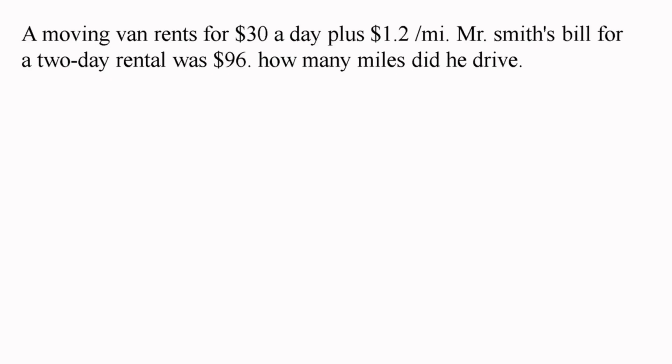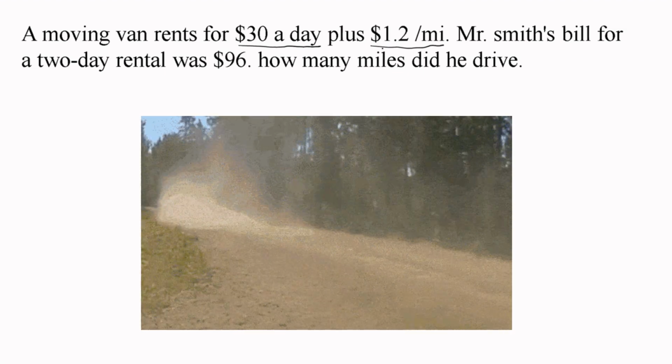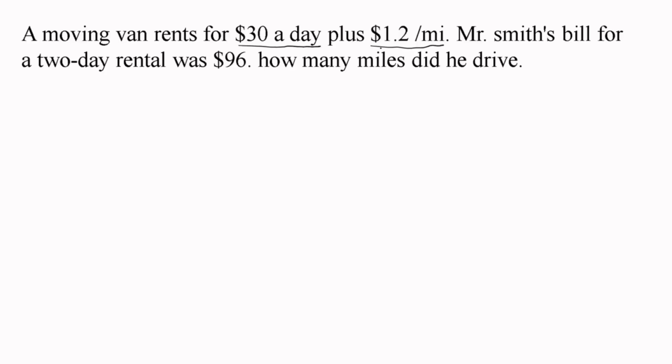Next example, a moving van rents for $30 a day. It is the constant cost plus $1.2 per mile. It means for each mile that this car passes, the person who rents it must pay $1.2. Mr. Smith's bill for a 2-day rental was $96. How many miles did he drive?